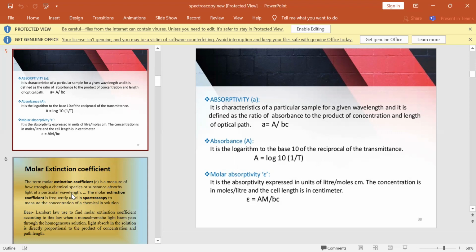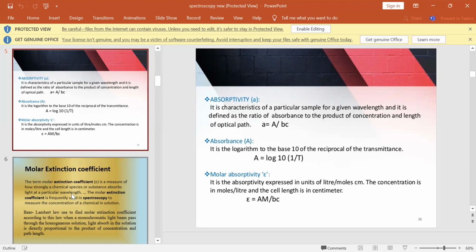So next comes the definition, absorptivity. It is the characteristic of a particular sample for a given wavelength, and it is defined as a ratio of absorbance to the product of concentration and length of the optical path. So that is represented with the letter a. a is equal to capital A divided by b into c, where capital A is the absorbance, b is the path length, c is the concentration.